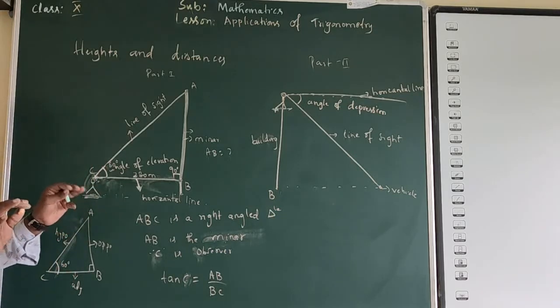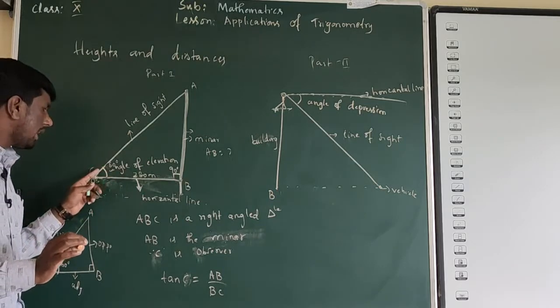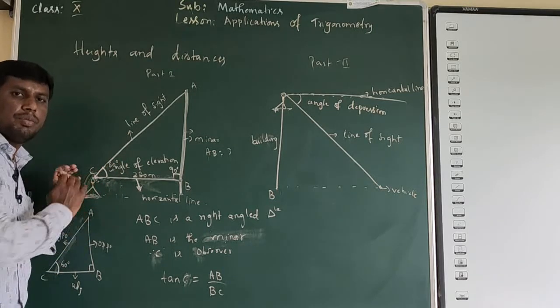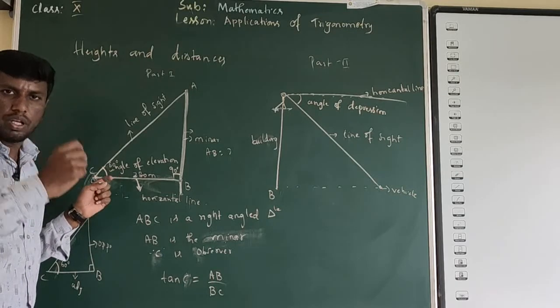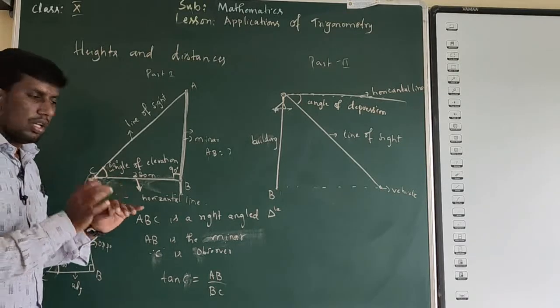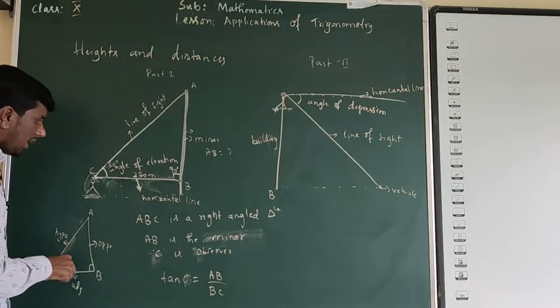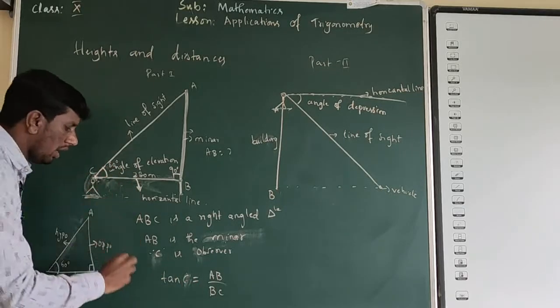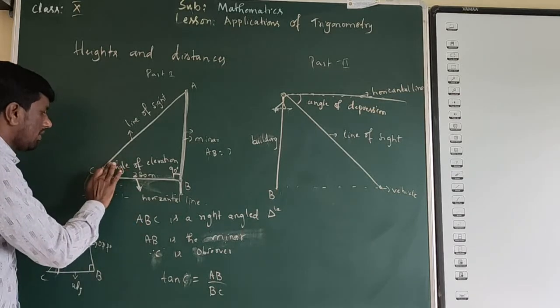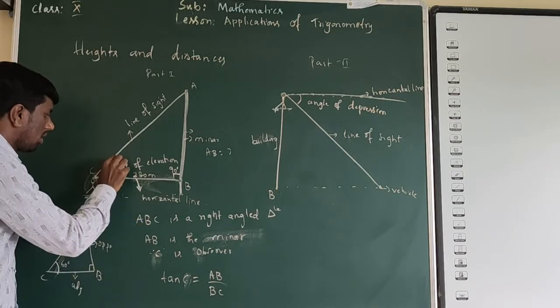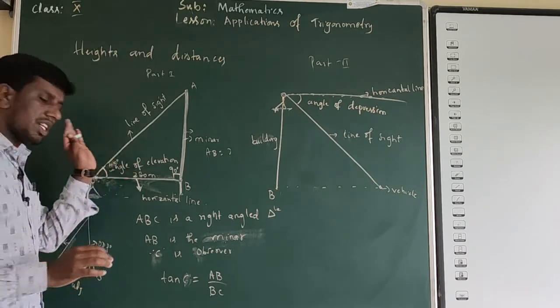I am taking, for example, 60 degree, because I don't know the exact angle. I need to measure it using some measuring instrument, that is surveying. Let me take it as 45 degree, for simplification.